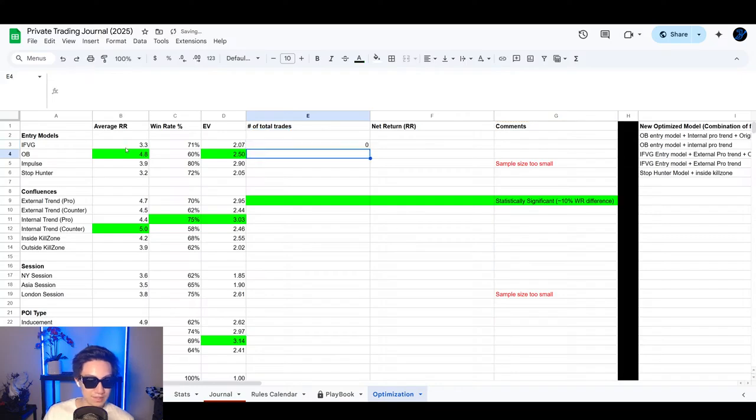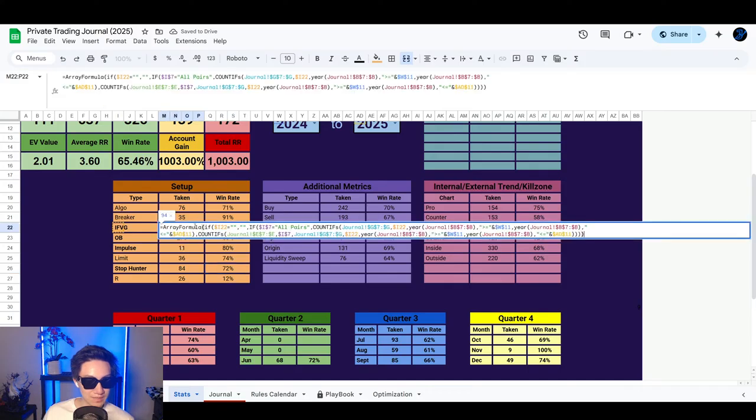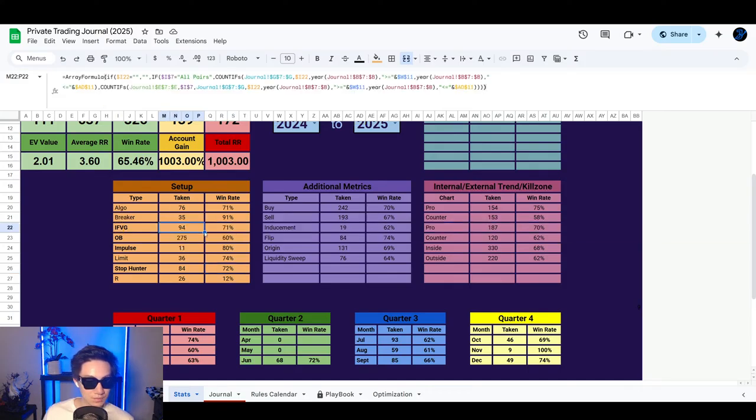Let me check. It's not that. Okay, I did it wrong. Oh, I know why. And then there, 94. It should be 94. Yep, it's 94 as you can see right here. So it's 94.